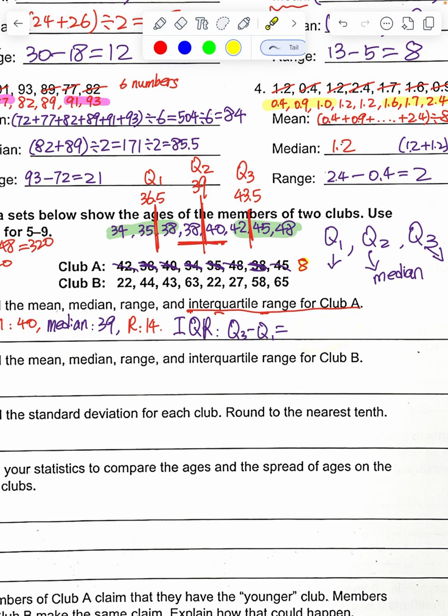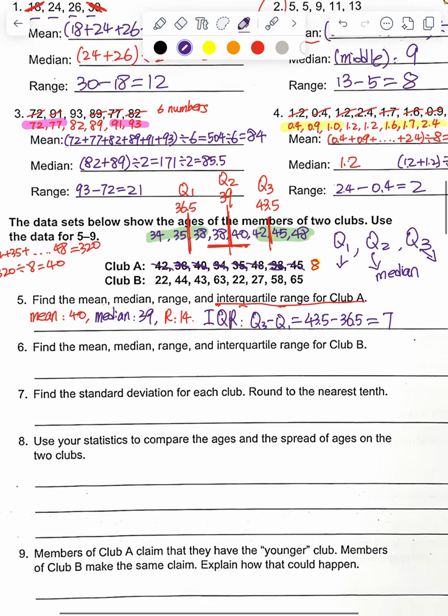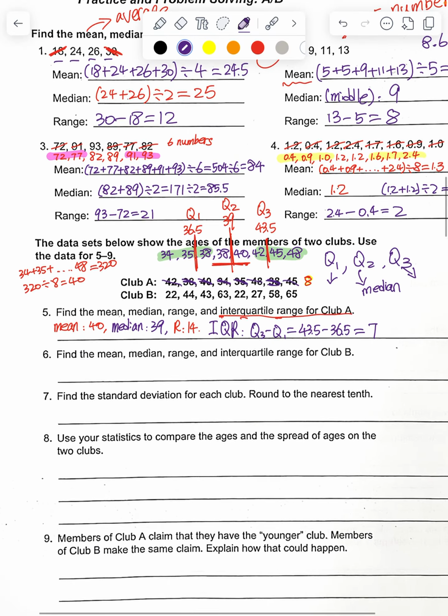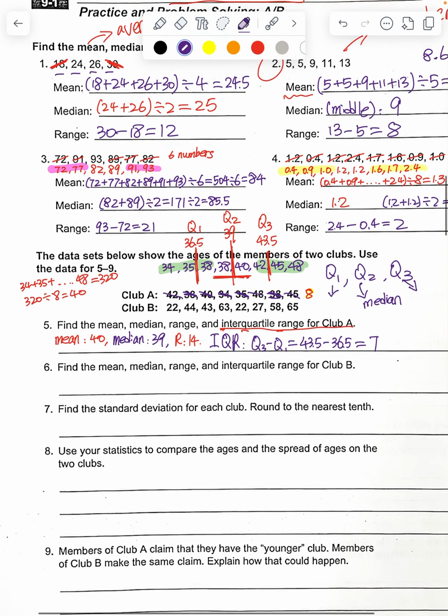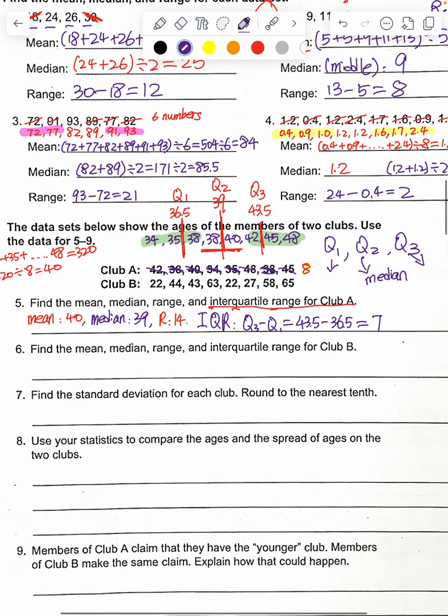Now we can put those two numbers in the equation. We're going to use 43.5 subtract 36.5. This is going to equal 7. Now we're done for the first one. Ooh, lot of work. Statistics is not too hard, but a lot of work.